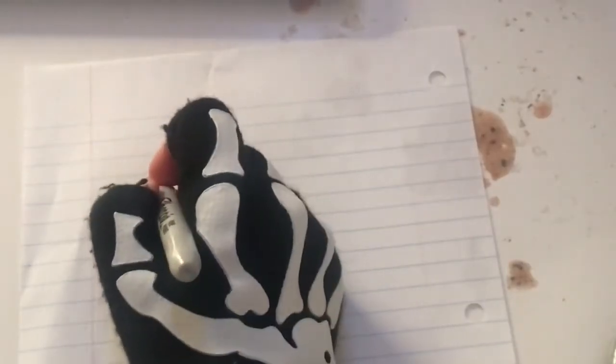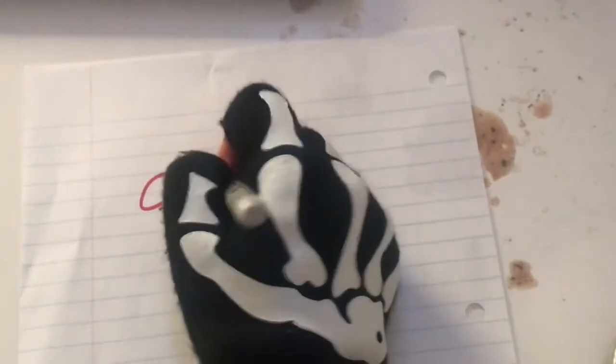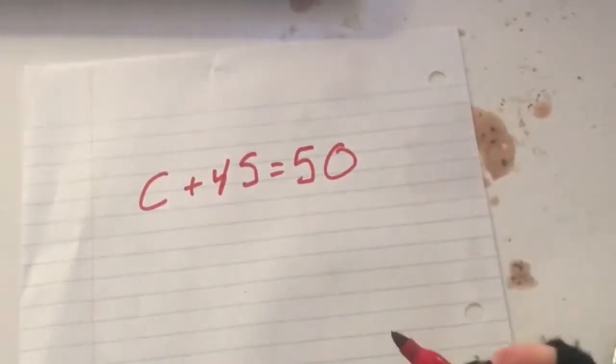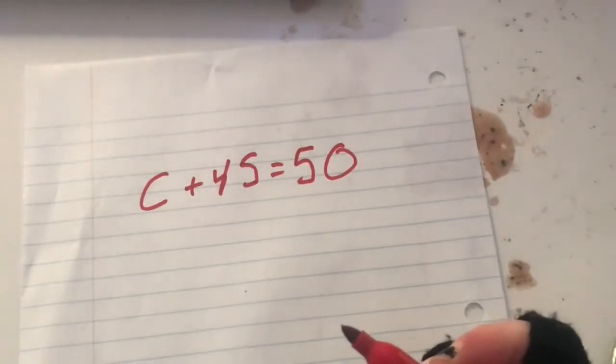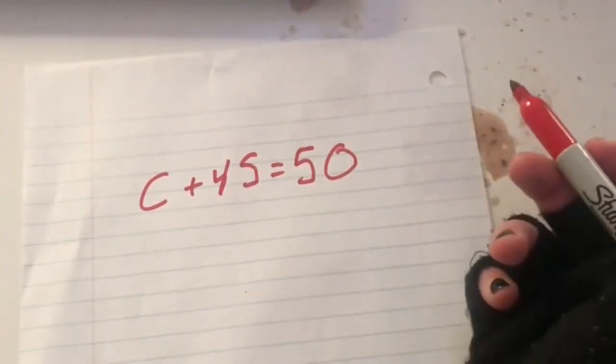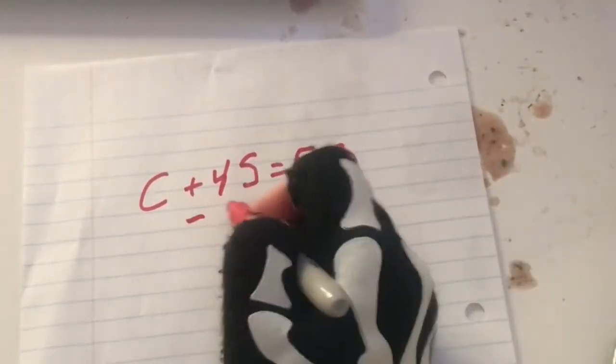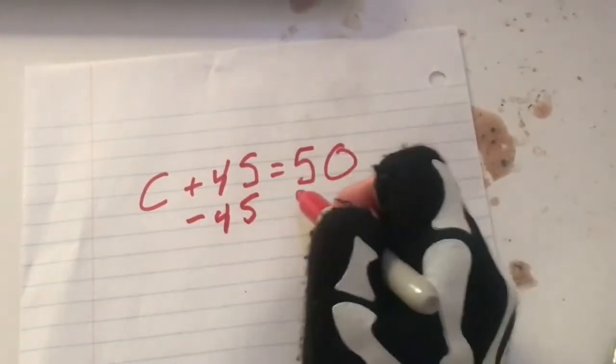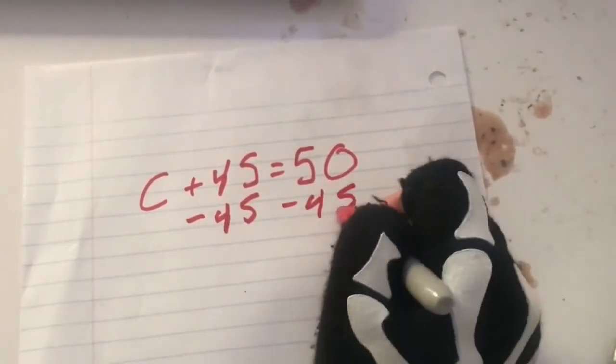with c plus 45 equals 50. So the first thing you need to do is isolate the variable. How do you do that? You subtract 45 from both sides.